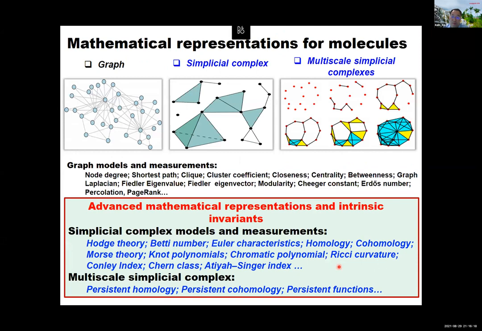So from a mathematical point of view, why do topological or TDA-based models have the potential to be so good? I think we can understand this from several different perspectives. The first one is that with traditional models, when biophysics, chemistry, or biochemistry people study molecules, they usually use graph representations. And then the edges are usually represented by covalent bonds.